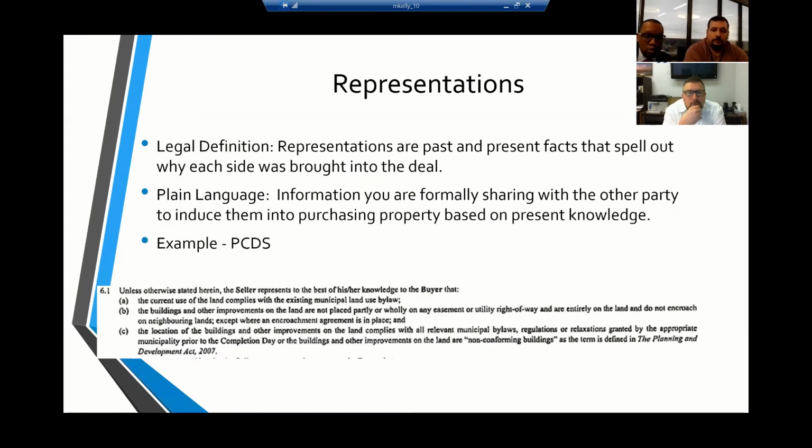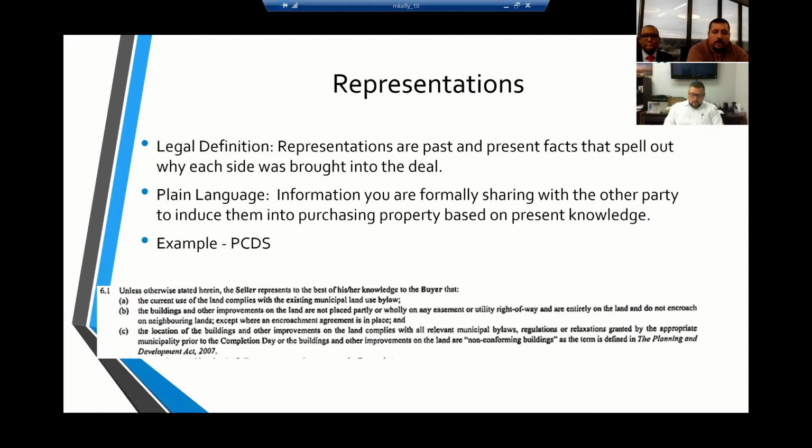So Marc's probably going to talk to you about representations here a little bit. Yeah, so representations are details, from the past or from the present, that you are representing to the other side about the knowledge that you may have about some element that's important to the transaction. A property condition disclosure statement is probably the most obvious form of this. There are a number of things where you are saying, this is my knowledge right now as to the status of the property.